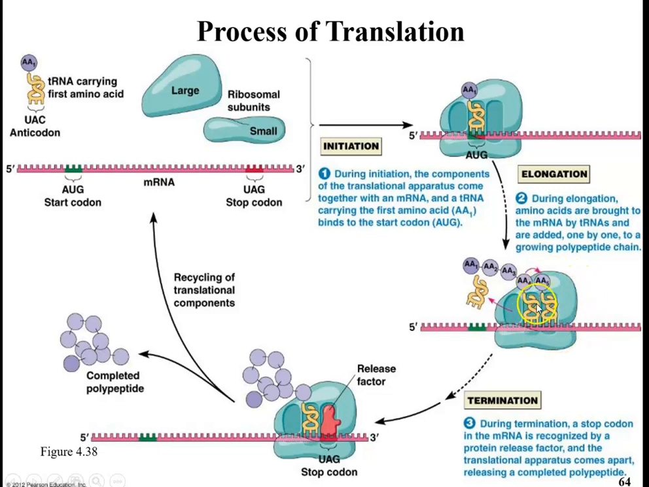Second tRNA molecule comes in, binds here, and the amino acids form a bond. Okay, so the amino acids form a peptide bond, and the mRNA continues to be read until it reaches a stop codon, and this is step 3, termination.